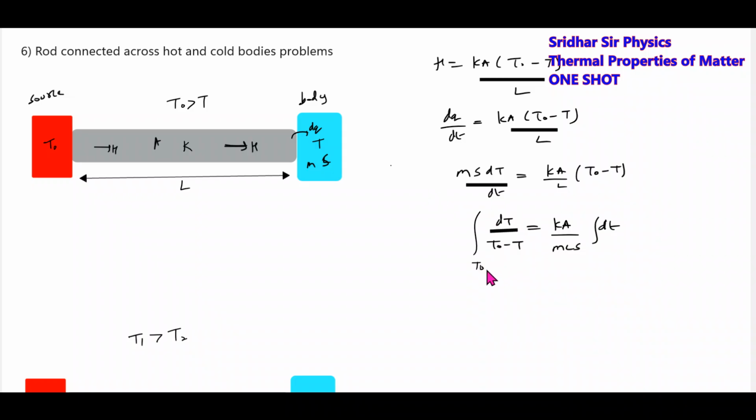Temperature of the body initially, let it be say T1. After some time let it be T. Let it be Ts, initial temperature. This will be negative sign, 0 to t. So this will become minus log of T0 minus T, T0 minus Ts equal to alpha t.